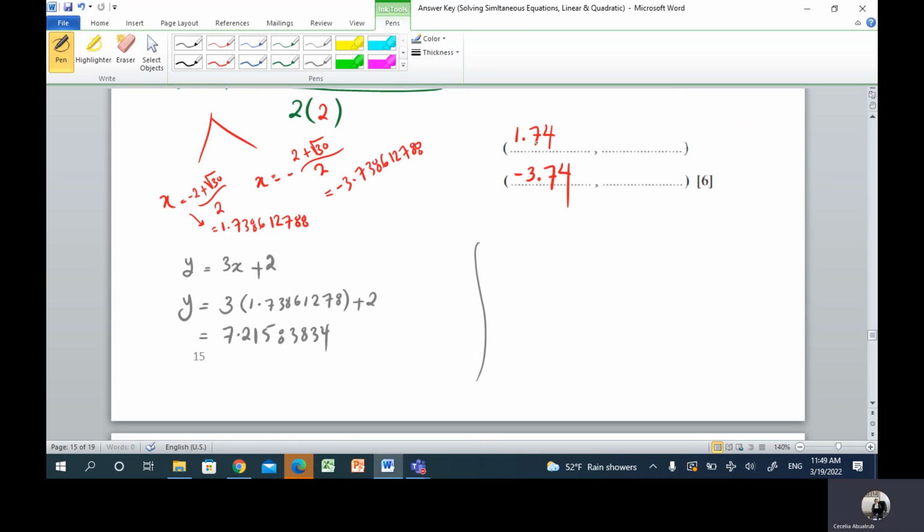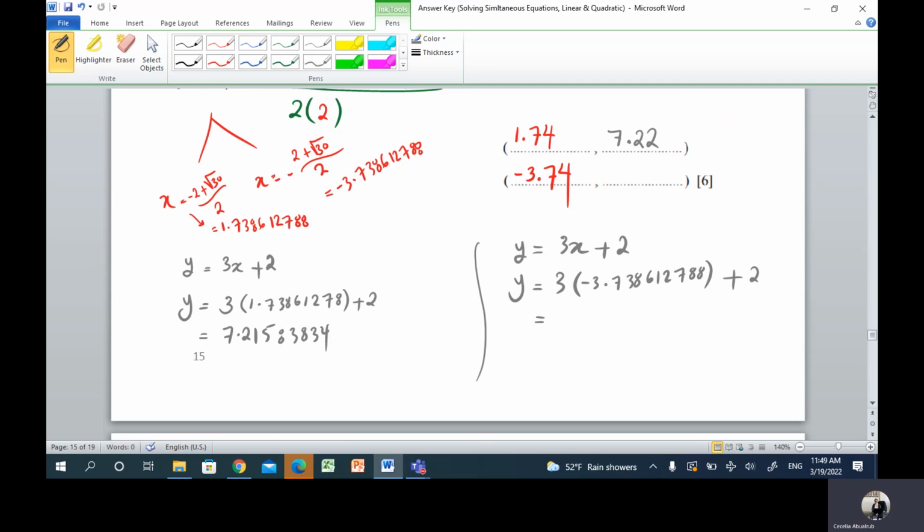So when we substitute y as 1.74, the answer is 7. The first decimal is 2, the second decimal is 1, 5 comes after the 1, so it will be 7.22, and then y is equal to 3x plus 2. We're going to find the second y. So let's substitute the value of x as negative 3.7386127888 plus 2.